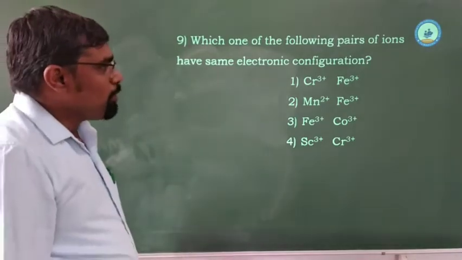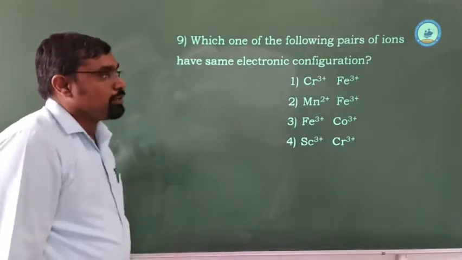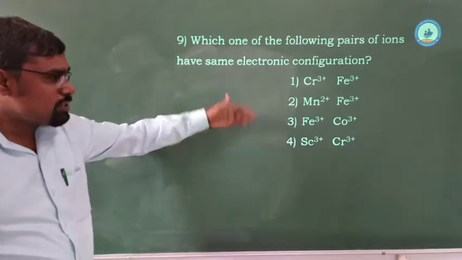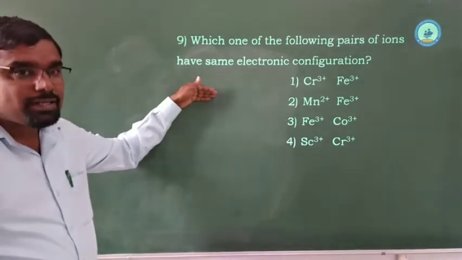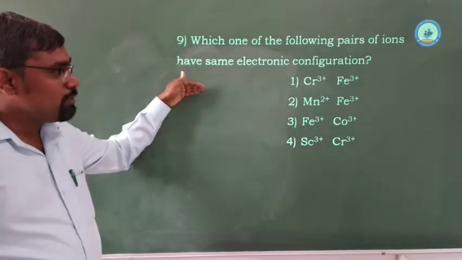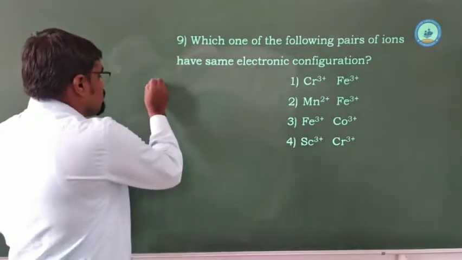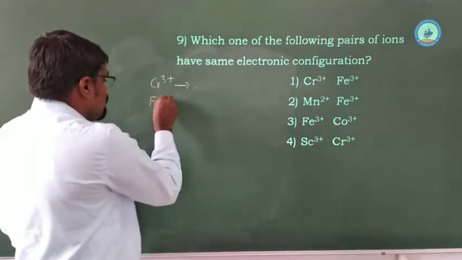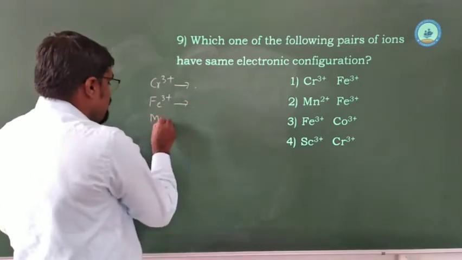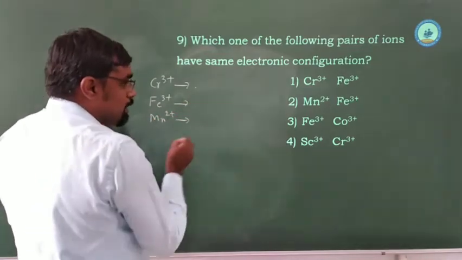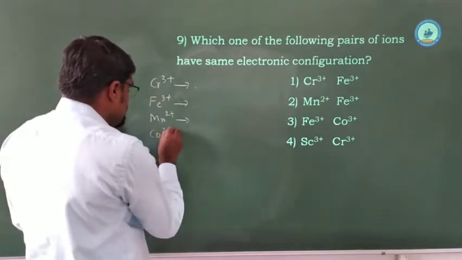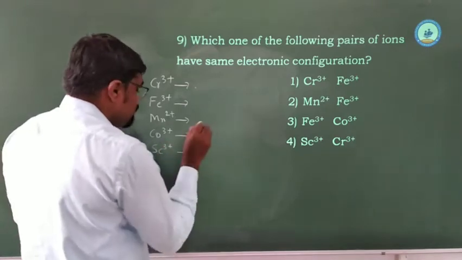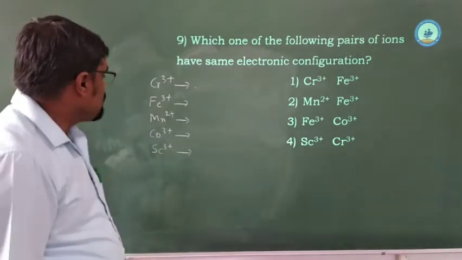Next, which one of the following pairs of ions have the same electronic configuration? Once again similar to that one, same electronic configuration. The oxidation states are given, and now we have to see the electronic configuration. So we will write the electronic configuration for chromium 3 plus, Fe 3 plus, Mn 2 plus, cobalt 3 plus and scandium 3 plus. So these are the ions.